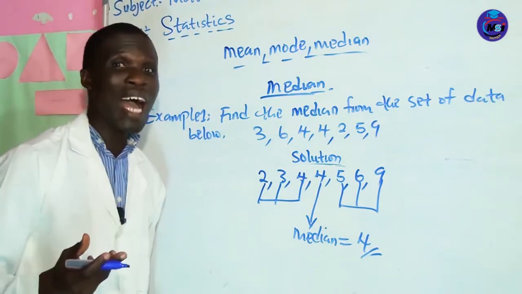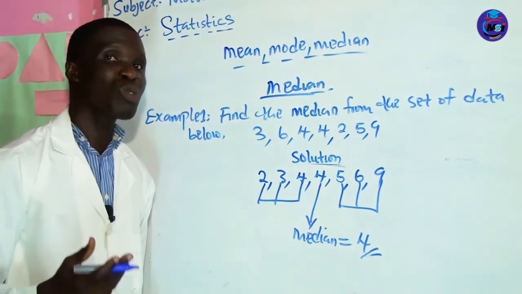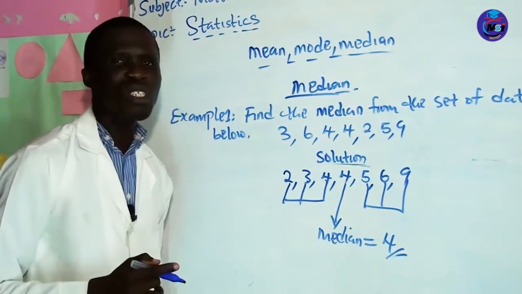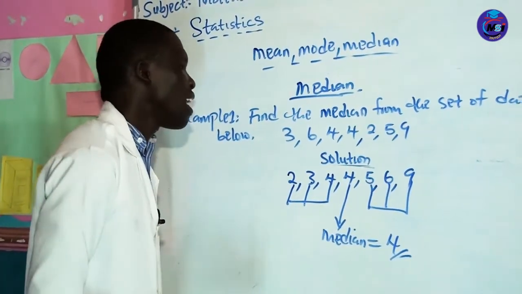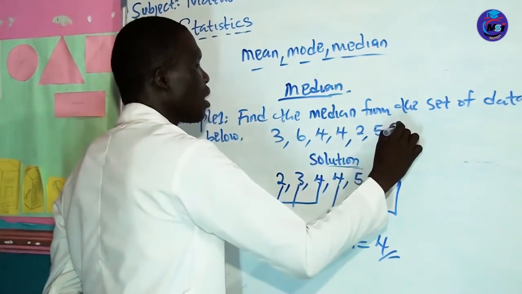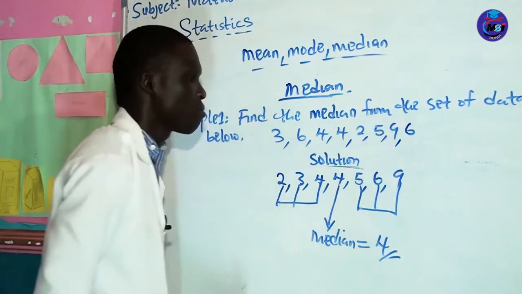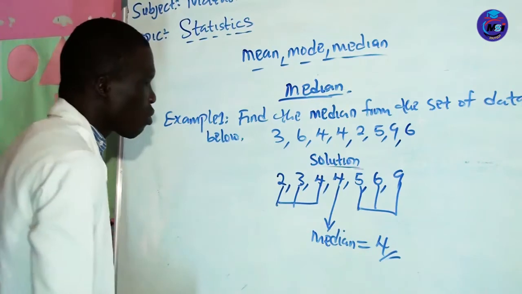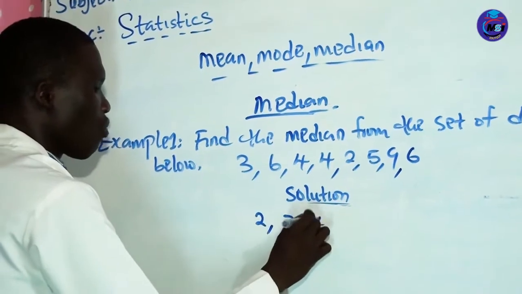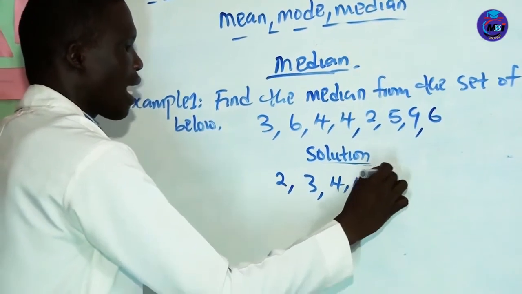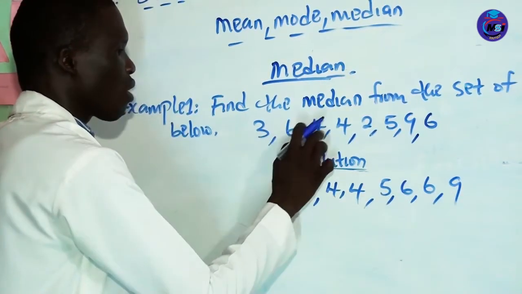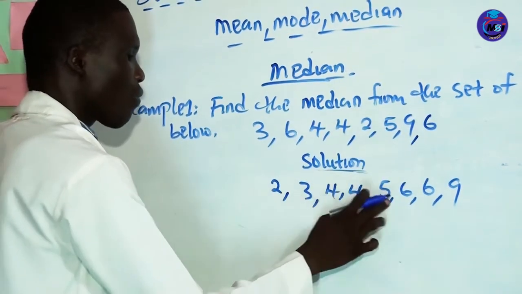Okay? You want to ask me, what if we have up to 8 numbers and there is no number at the center? There's something we can still do. Let me explain to you. Let's say, for instance, you have another 6 here, and we want to find the median of this set of numbers. 2, 3, 4, 5, 6, 6, 9. 1, 2, 3, 4, 5, 6, 7, 8.